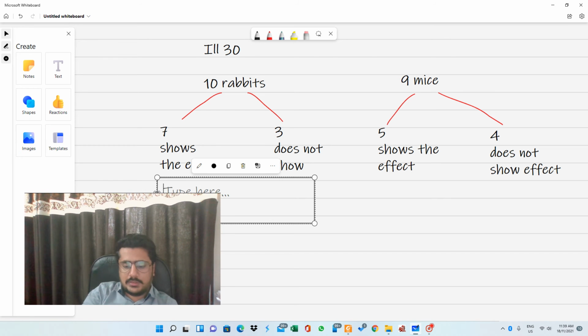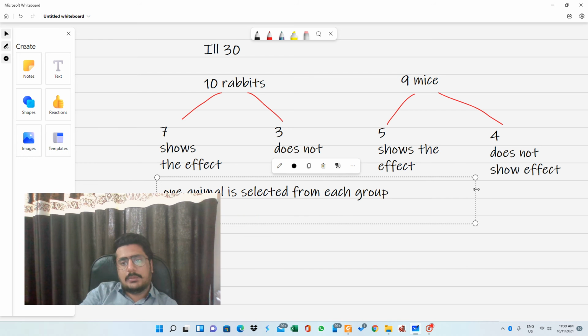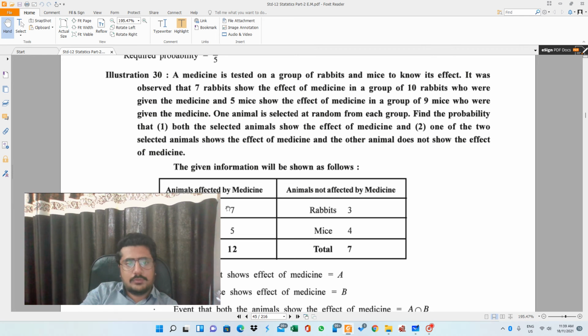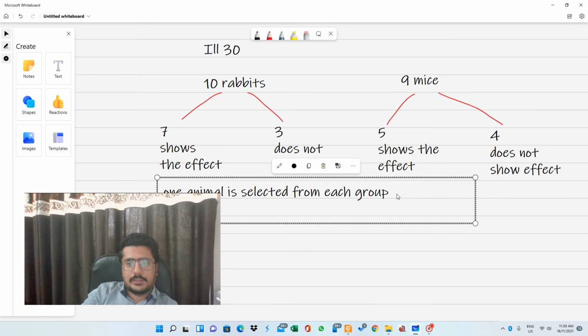My question is that one animal is selected from each group. That means one rabbit is selected and one mouse is selected. I have to find the probability that both the animals show the effect.